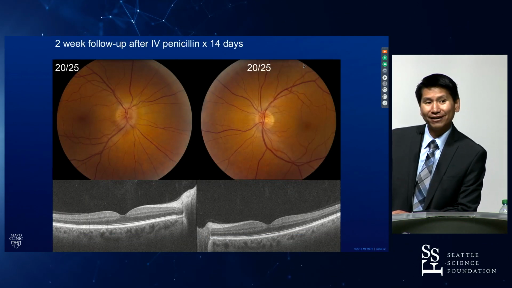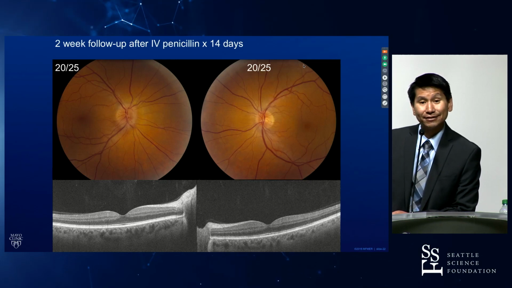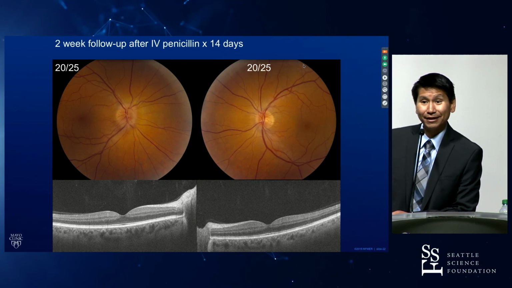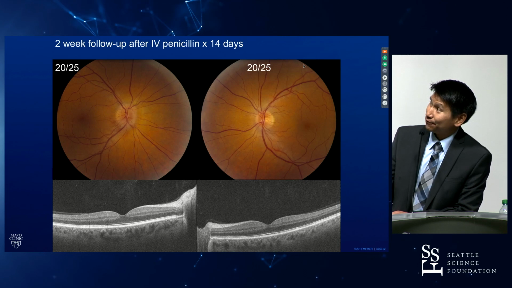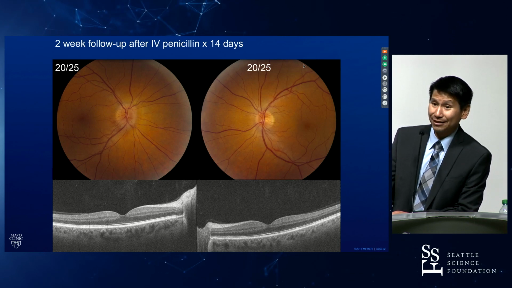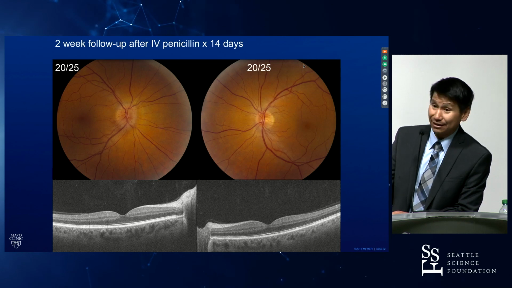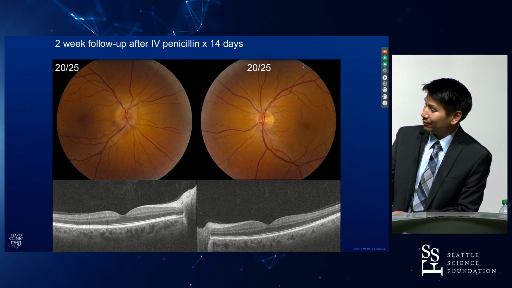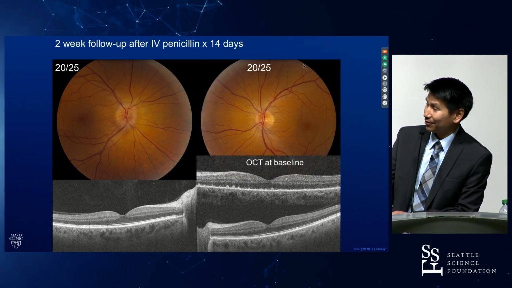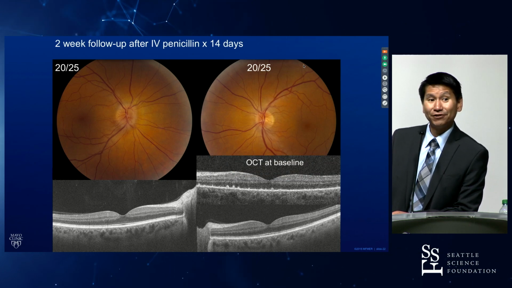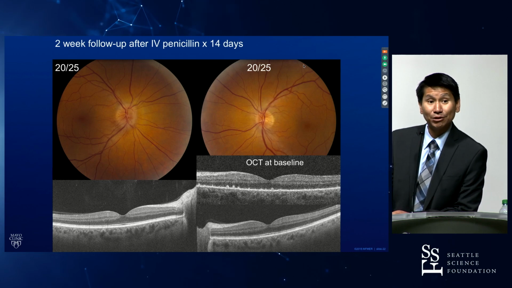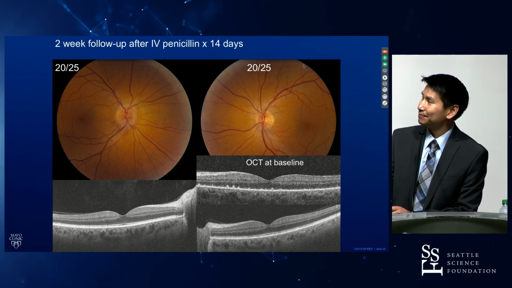And it's important to recognize because if you make that diagnosis and you treat them with penicillin, they will improve. This is just 14 days after initial presentation with the IV penicillin, and you can see that the disc edema is significantly better in the right eye. The left eye is now 20/25, complete restoration of the photoreceptor layer compared to the baseline. But if you catch it late, some of these changes can be permanent. And so it's important to know.